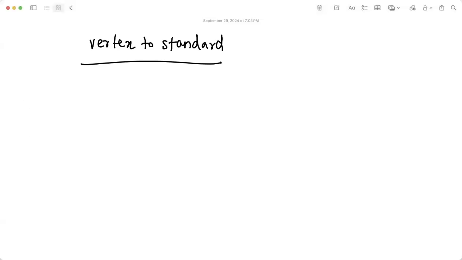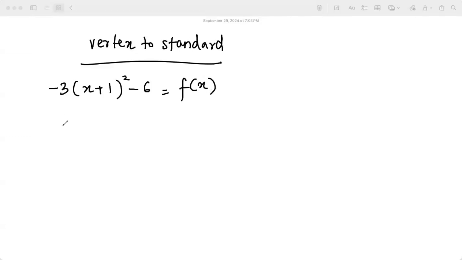Minus 3x plus 1 the whole square minus 6. Can we write this quadratic function in standard form? So basically you will apply the a plus b the whole square formula. If you don't know, please ping me saying that you don't know. Can you try, guys? If you don't know, you can let me know.